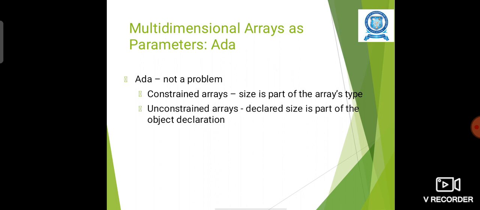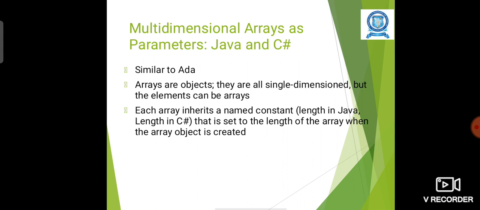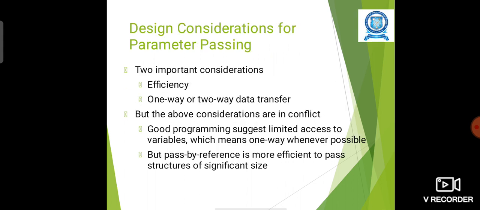In Ada, there are constrained arrays, where the size is part of the array's type. In the case of unconstrained arrays, the declared size is part of the object declaration. In Fortran, formal parameters that are arrays have a declaration after the header. For a single dimensional array, the subscript is irrelevant. For multidimensional arrays, the sizes are sent as parameters and used in the declaration of the formal parameter, so those variables are used in the storage mapping function. Java and C# are similar to Ada. Arrays are objects; they are all single dimension, but the elements can be arrays.